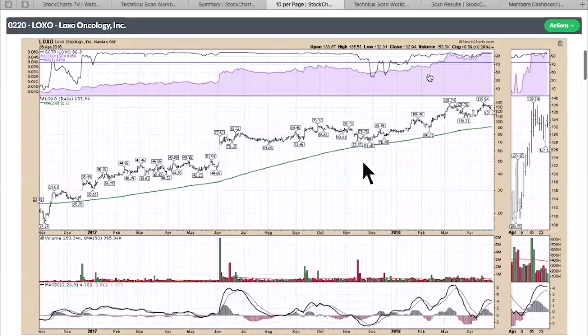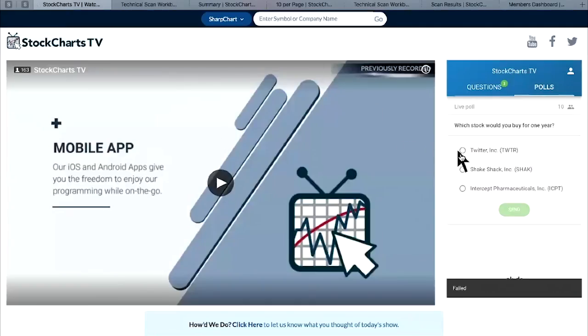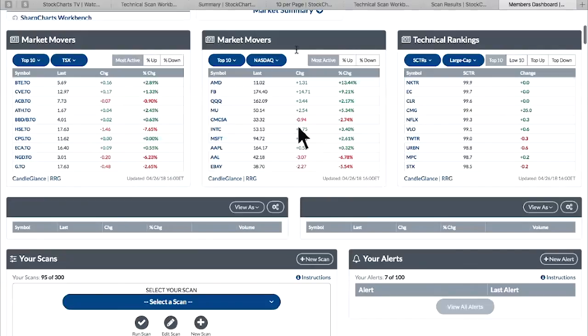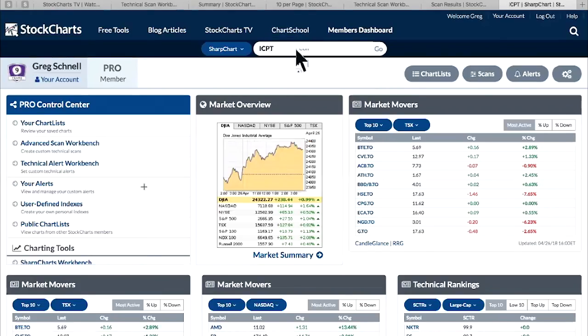Okay, so I've shown you some pictures. Now, one of the things I did on the Twitter poll today, or on the poll today, was Twitter, Shake Shack, and Intercept Pharmaceuticals. And so the reason I ask that question, and it's not really a question, it's more an answer, and the reason I want to show it to you is these three stocks all had something in common. So we're going to start with Intercept.